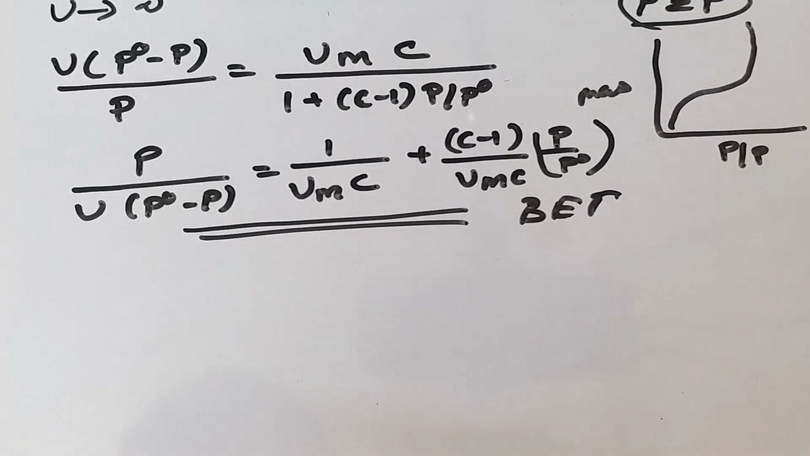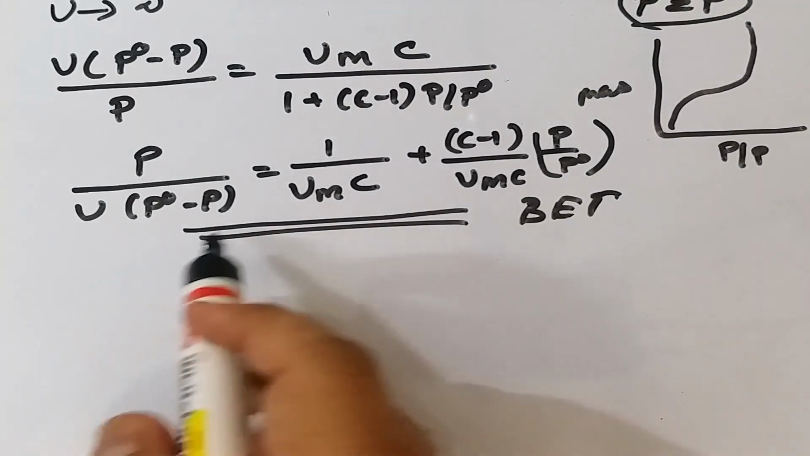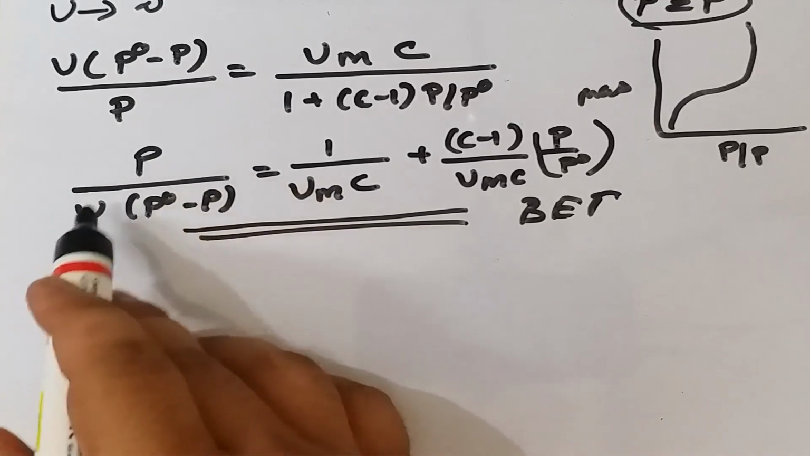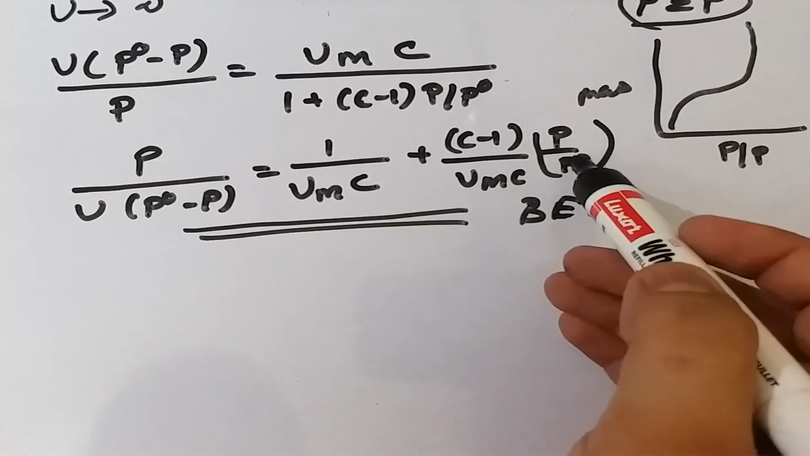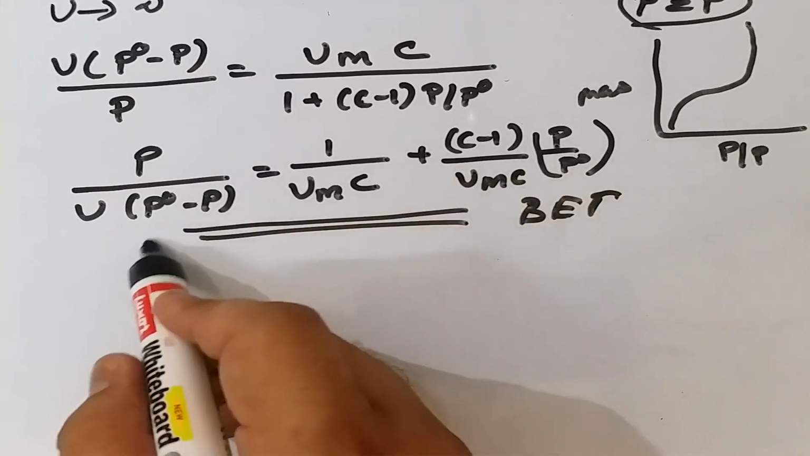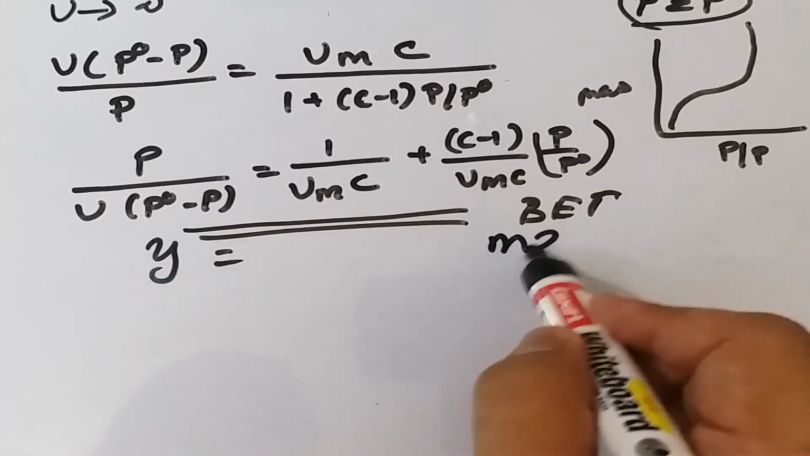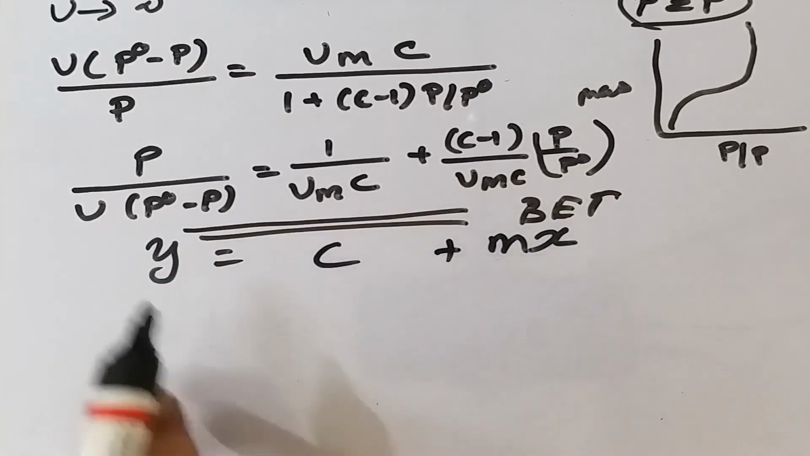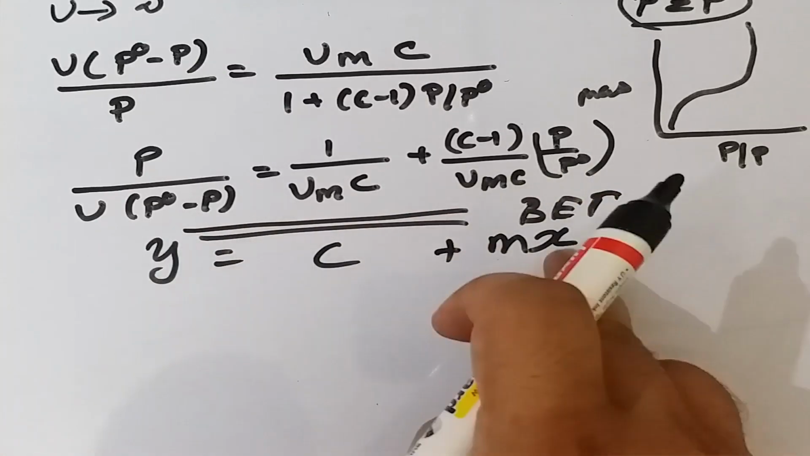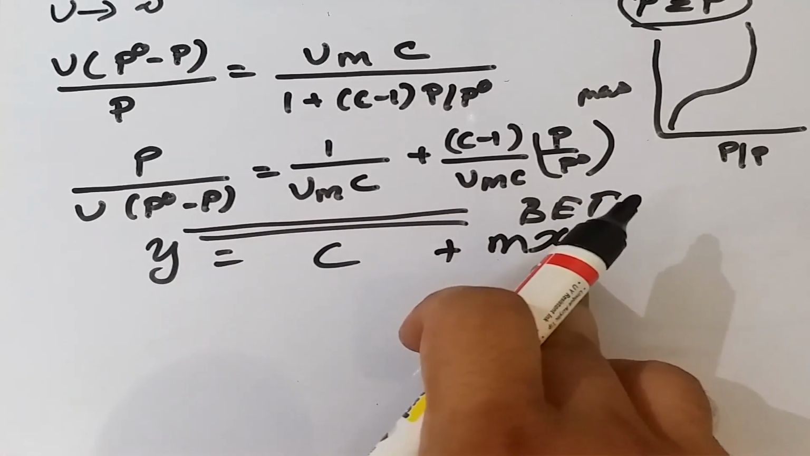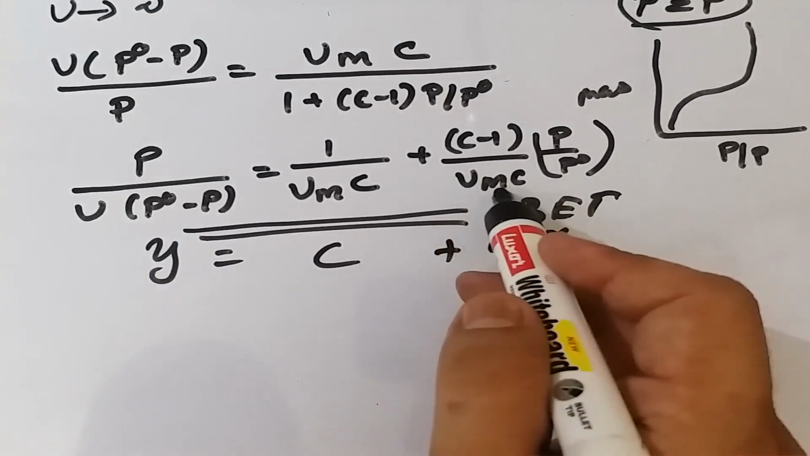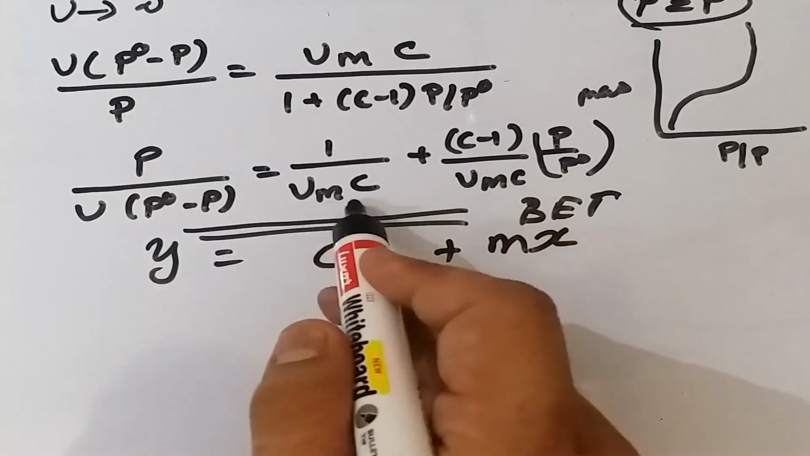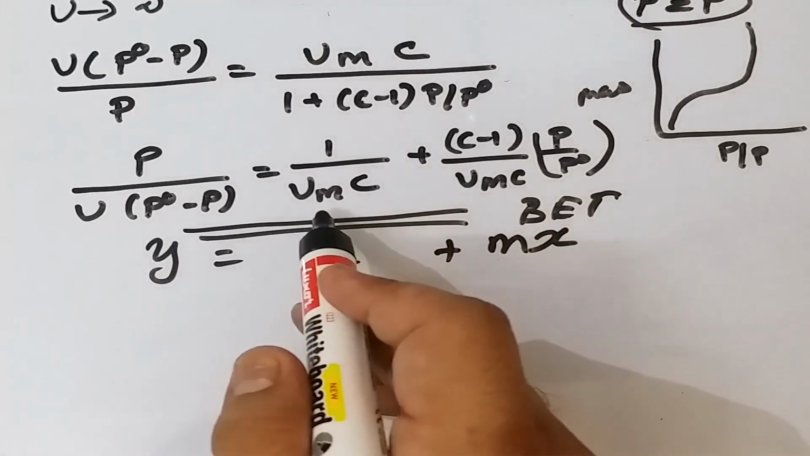From the experiments the left hand side of this equation can be obtained, that is P upon V into P0 minus P, and this can be plotted versus P upon P0. So this expression is in the form of y is equal to mx plus c. So when we plot y versus P upon P0, it will give us a straight line whose slope will be equal to C minus 1 upon Vm into C, and the intercept will be equal to 1 upon Vm C.